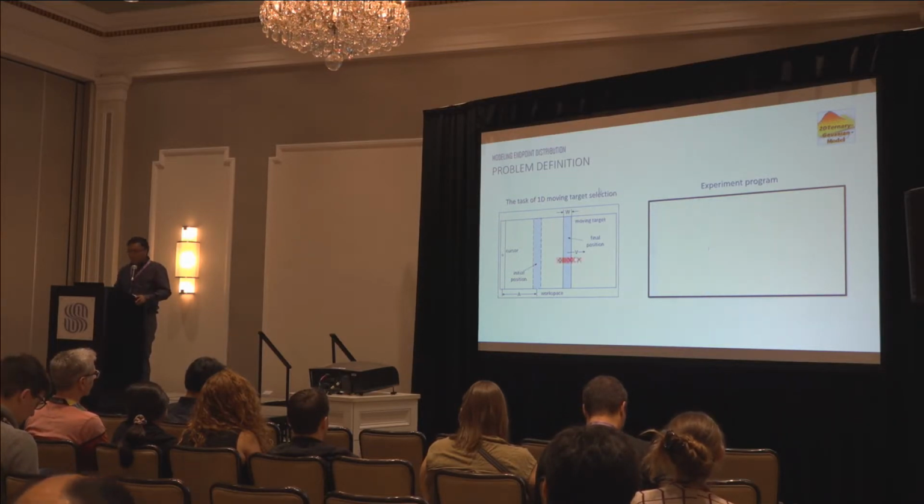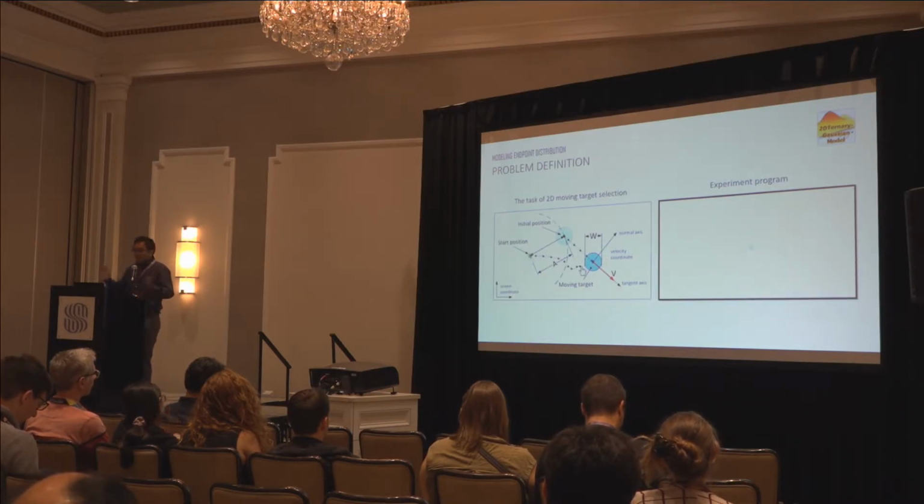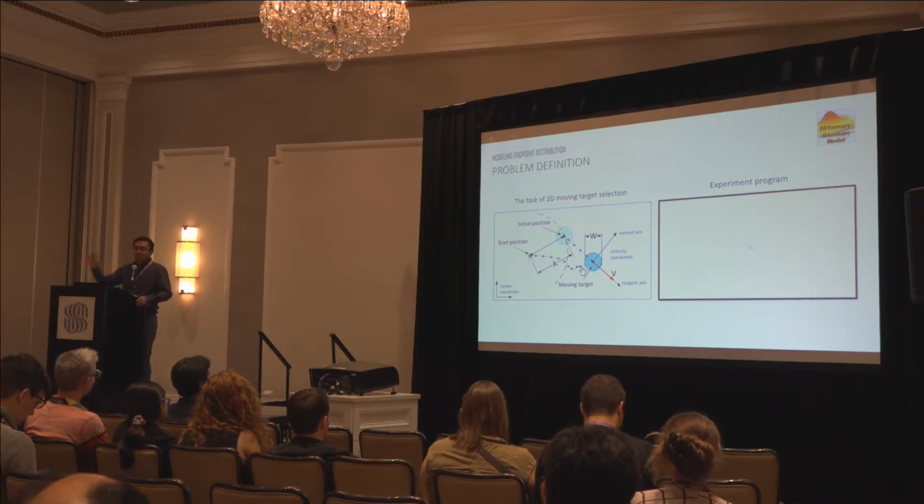And then here's the endpoint distribution. The focus of the work, of course, is on two-dimensional target selection, which becomes more complicated. First, the target's shape changes from one-dimensional, like a vertical bar or horizontal bar, to two-dimensional shapes.